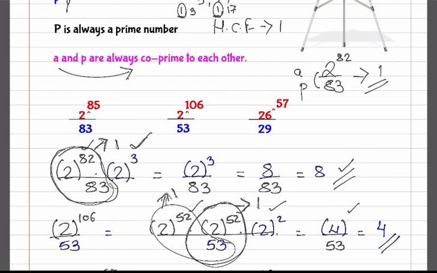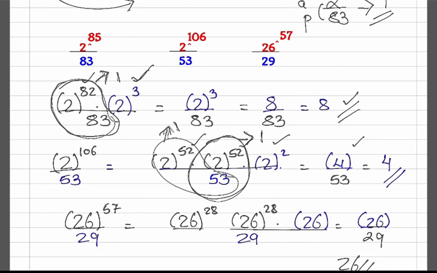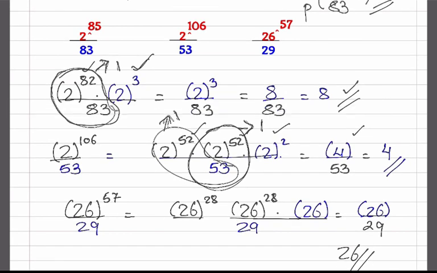Okay, let's apply Fermat to one more problem. 26 raised to 57 divided by 29. Since 29 is my prime number, again I can apply Fermat. Since 29 is in the denominator, I'll need 28 in the numerator, which is 1 less than 29. So I write this as 26 raised to 28, 26 raised to 28, and then 26 raised to 1 will be left. Why? Because this is 57: 28 plus 28, 56, and this is 1.